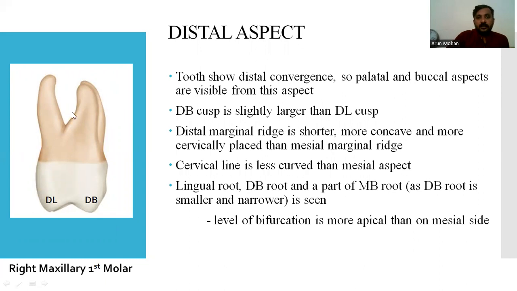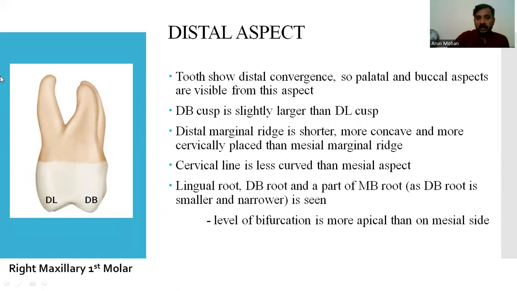Distal aspect: the tooth shows distal convergence. As we saw earlier, even from the lingual surface, it was very narrow towards the distal aspect. So it shows a distal convergence. Parts of the palatal and buccal aspects are visible from this aspect.